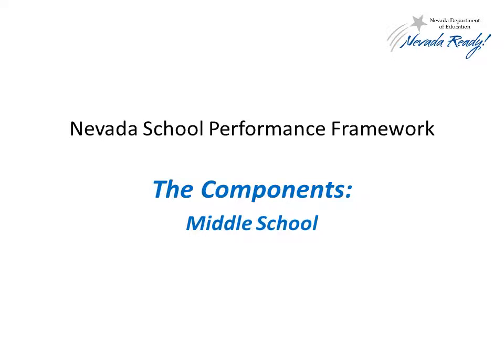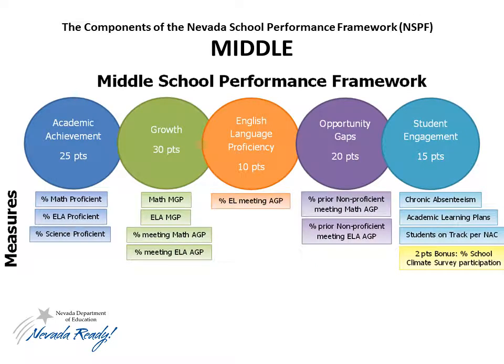In this presentation, we'll look at the components of the Nevada School Performance Framework as they relate to middle schools. Each school-level framework is comprised of indicators and measures. For middle schools, there are 5 indicator components: academic achievement, growth, English language proficiency, opportunity gaps, and student engagement. Let's take a closer look at each of these indicators.